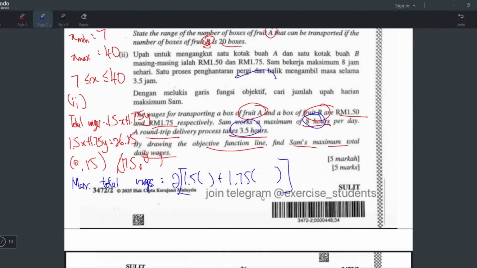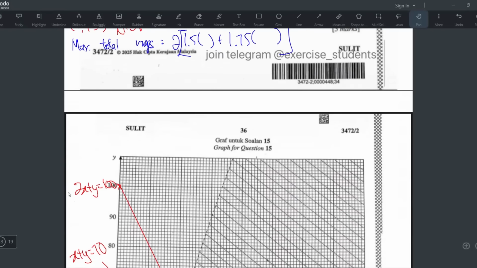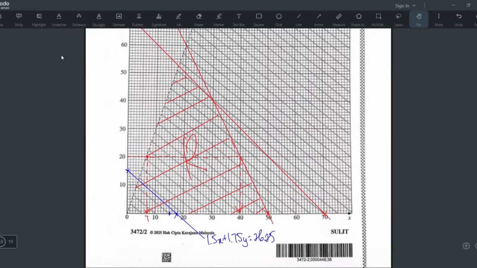Okay, let's find the x and y now. How do we do it? We have to drag, right? If you want the maximum, you have to slide the line. Okay, I will duplicate this. But the important thing is when you slide this, you have to make sure it's parallel.